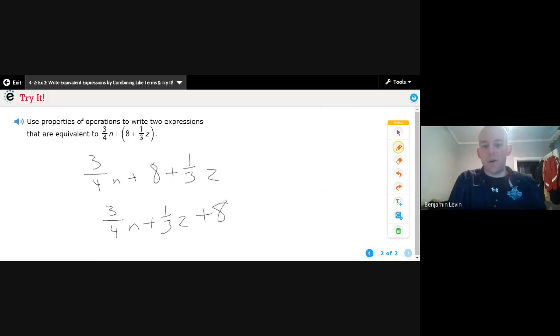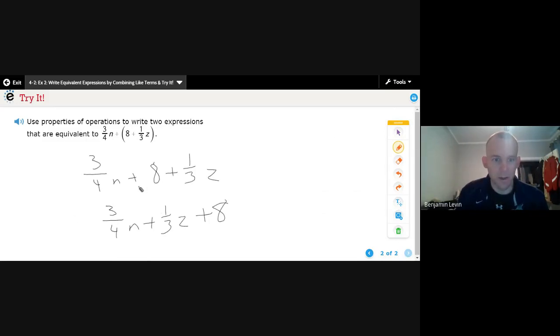We can do that. We can switch the order if we're adding things. We cannot switch the order if we are dividing, and we can't switch the order if we're subtracting. But if you're adding or multiplying, we can always switch the order.